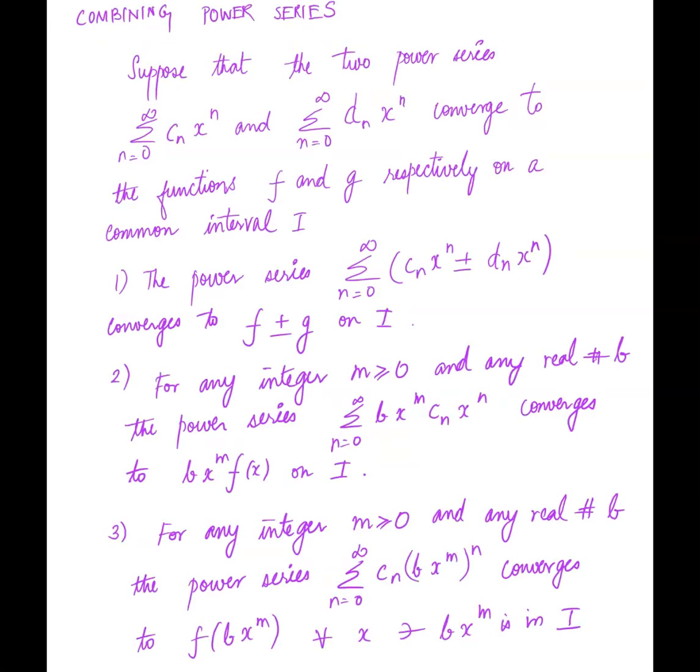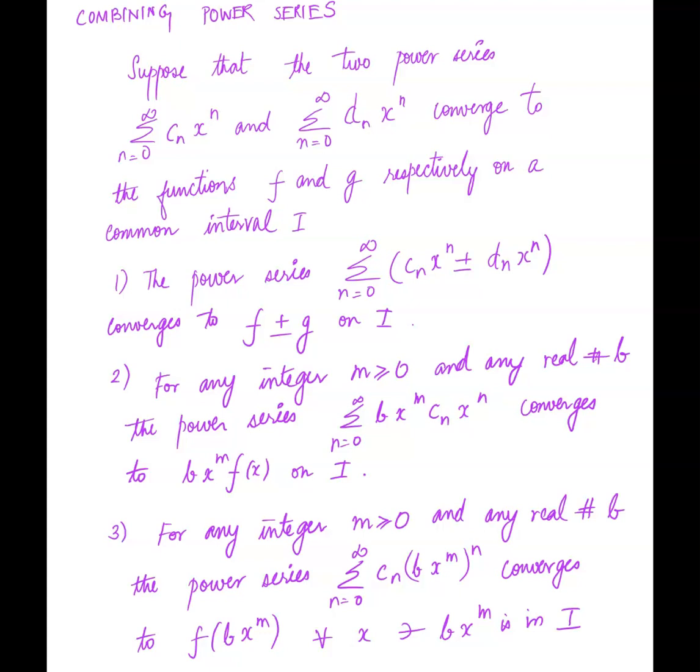So combining power series says that if you have two power series, summation Cn x^n and summation Dn x^n, from 0 to infinity, and these converge to the functions f and g respectively on a common interval I, then these three are possible. The power series summation Cn x^n plus or minus Dn x^n, adding them together, will converge to f plus or minus g on I.